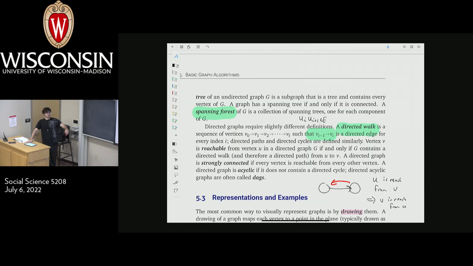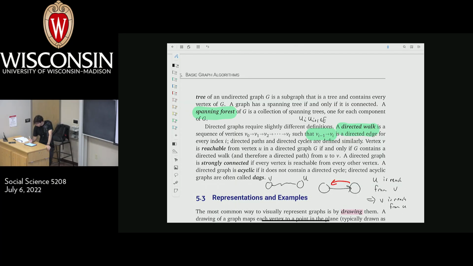So what does it mean for U to be reachable from V? That's correct. So that means there's a walk from V to U. So we have this walk here from V to U. Now, can we get a walk from U to V from this? Yeah, so we just take the same sequence and flip it. We just follow the walk in the opposite direction.